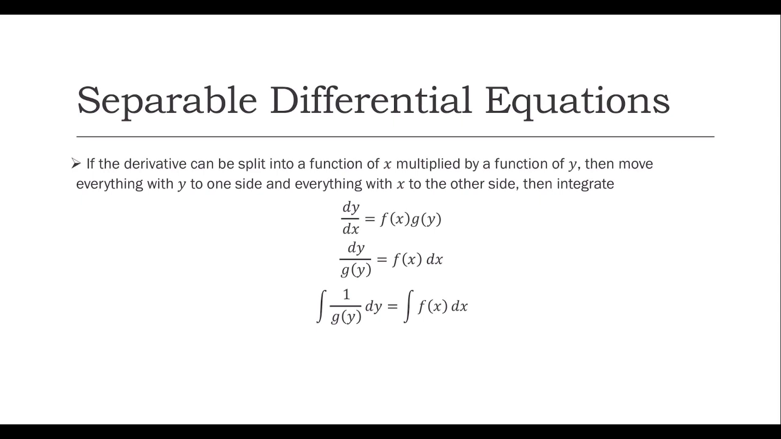If the derivative can be split into a function of x multiplied by a function of y, then you can move everything with y to one side and everything with x to the other side and then integrate. So you would multiply both sides by dx and divide both sides by g of y to get dy over g of y equals f of x dx. And then you could take the integral of both sides, as shown here, to find your solution, and then you would solve for y.